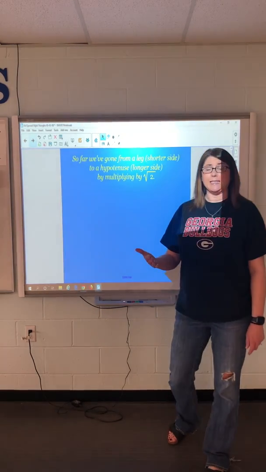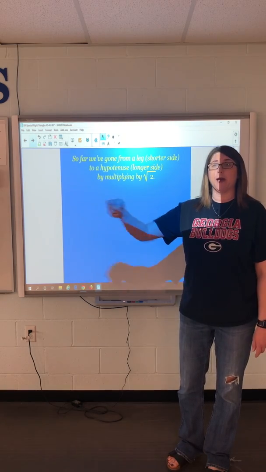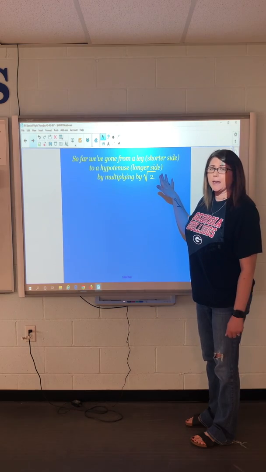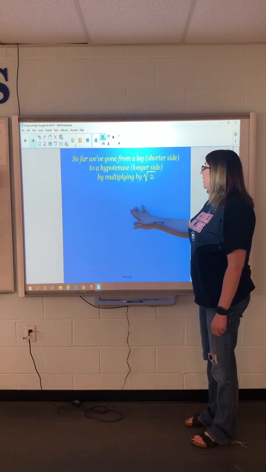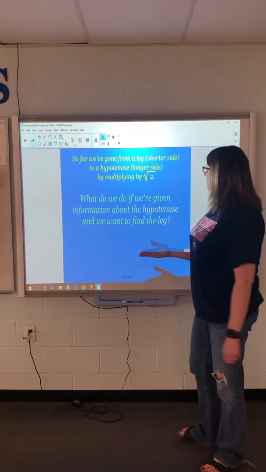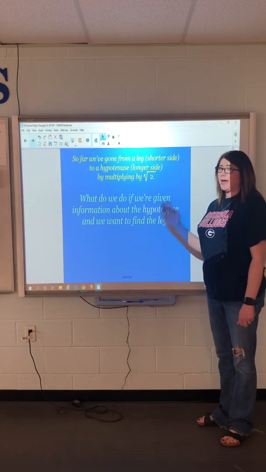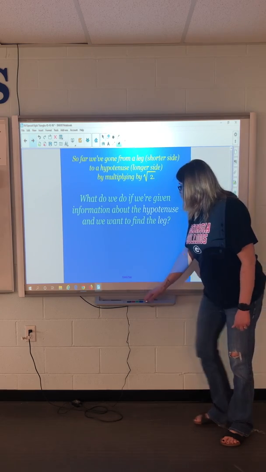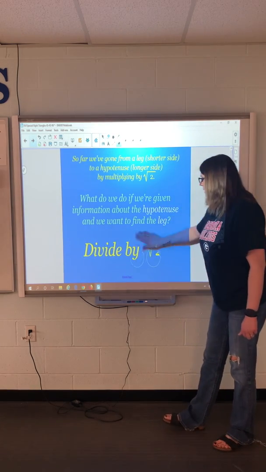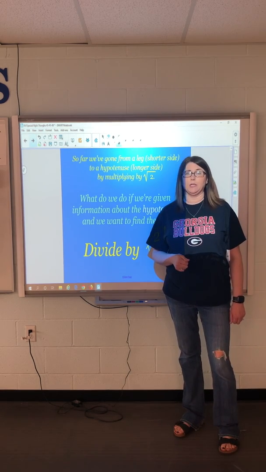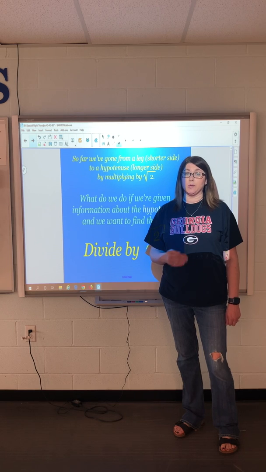So previously, to get from the leg to the hypotenuse, we were multiplying by the square root of 2. So we were going from a short side to a long side. But in this particular problem, we're no longer going from a short side to a long side. We're going to go from the hypotenuse, which is the long side, and we're going to get to the leg, which is the short side. And so what are we going to do? We're going to do the opposite of multiplying by the square root of 2. We're going to divide by the square root of 2.